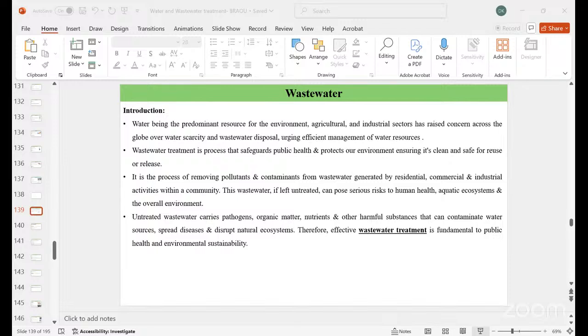The design considerations of sedimentation include the tank shape, which could be rectangular or circular, inlet and outlet design to minimize turbulence, sludge removal mechanisms, and detention time.